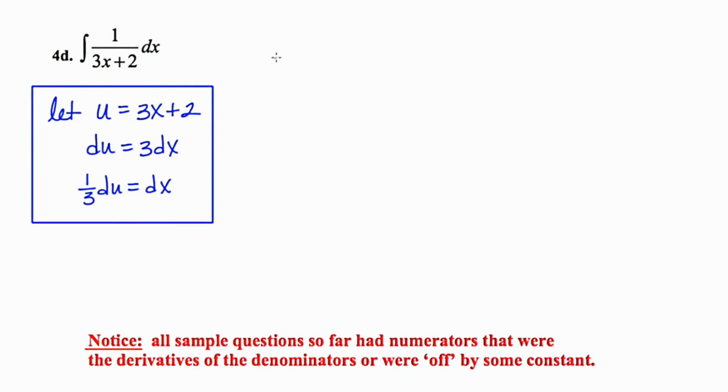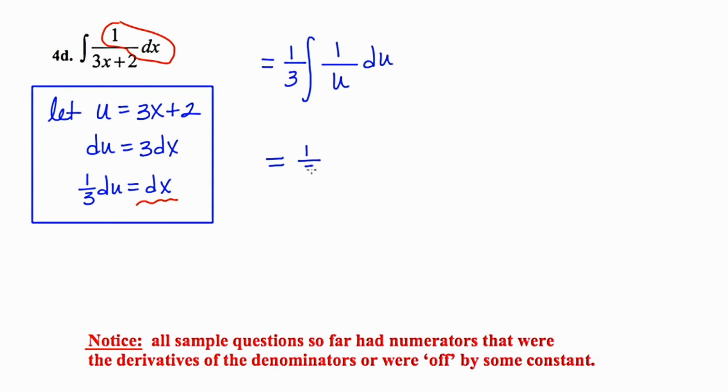Now I'm going to rewrite my initially stated problem exclusively in terms of u. I'm going to start by writing 1 over u. And then the numerator includes 1 dx. Well, we just happen to have 1 dx right here in our organizational box, and that's the same as 1/3 du. So I'm going to take that 1/3, which is a constant, and I'm going to write it on the outside and place the du here. And this is form-fitting for our rule.